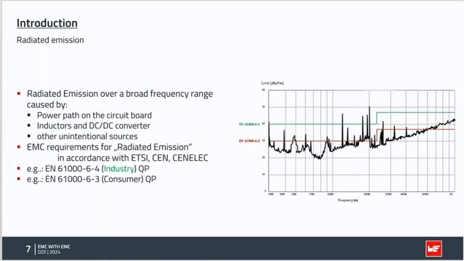1 gigahertz, well, sometimes 3 gigahertz, 6 gigahertz, really highly depending on the application. Military applications up to 18 gigahertz, 30 gigahertz, and so on. And of course, we also have different thresholds for industry and for consumer. Consumer are going to have a lower value they have to reach, and in industrial environments, due to the higher amount of noise, you have it a bit easier.